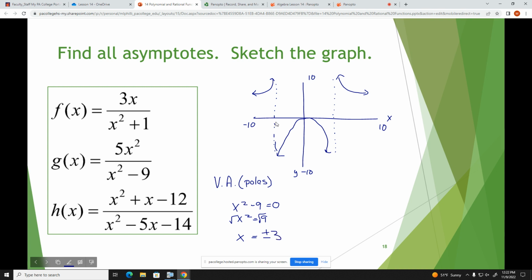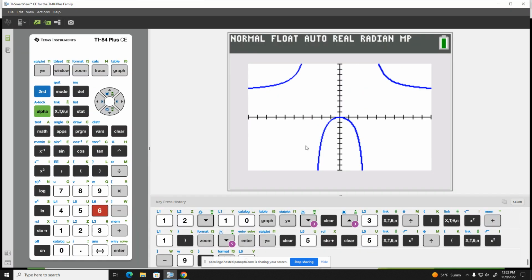And so that looks right. I see that this pole right here is at x equals -3. And this pole, excuse me, this one is at x equals +3. I'm going to go back to the calculator a moment, and I can literally, if I count these 1, 2, 3, I can see that the pole would be at the -3 and the pole would be at the +3.